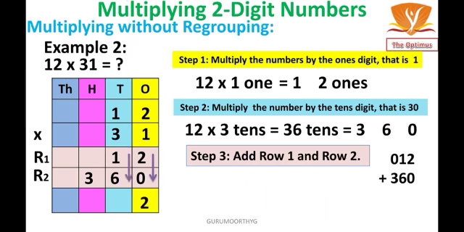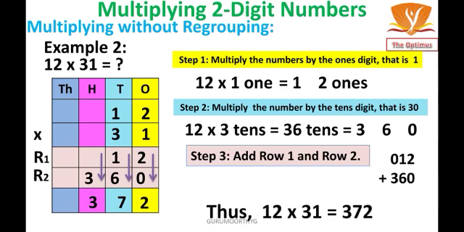Next, I am going to add tens place. 1 plus 6 equal to 7. This 7, I am going to write in tens place. Next, I am going to add hundreds place. 0 plus 3 equal to 3. This 3, I am going to write in hundreds place. Thus, 12 into 31 equal to 372.